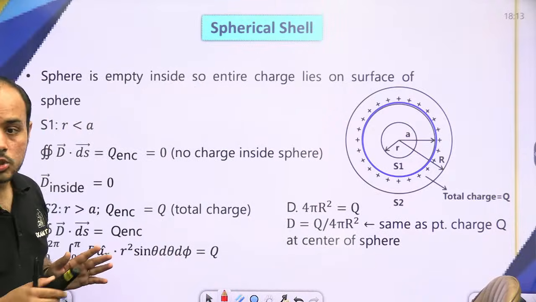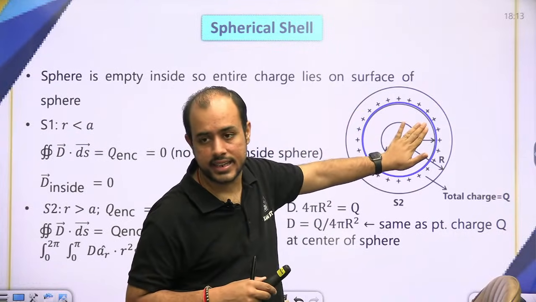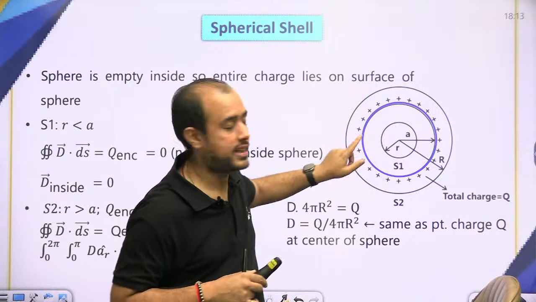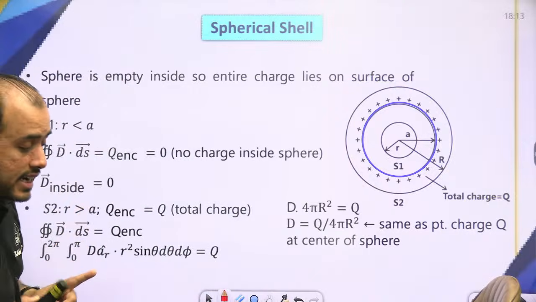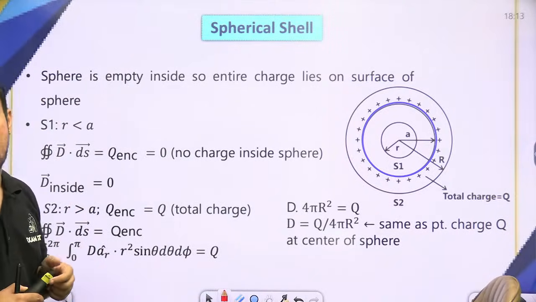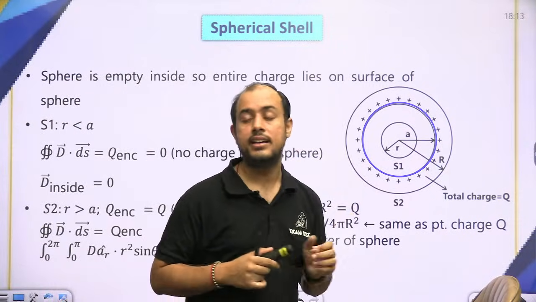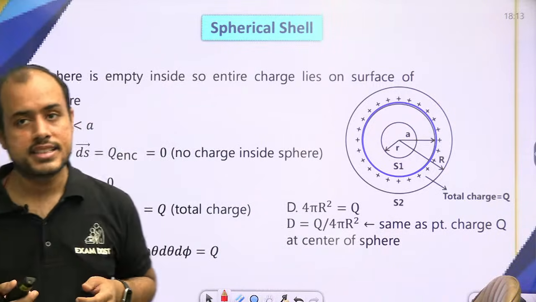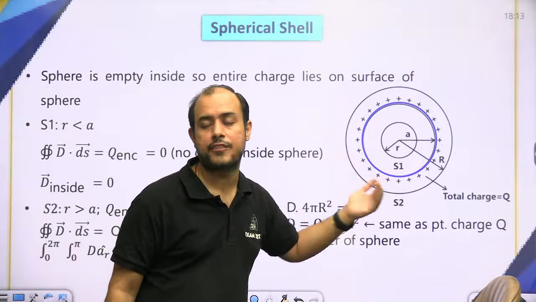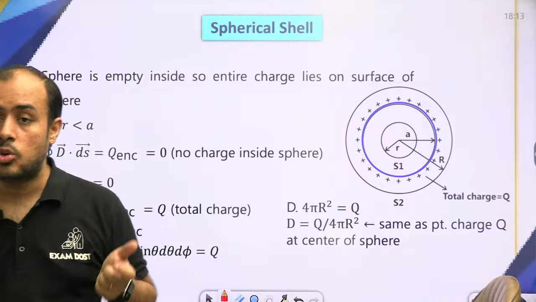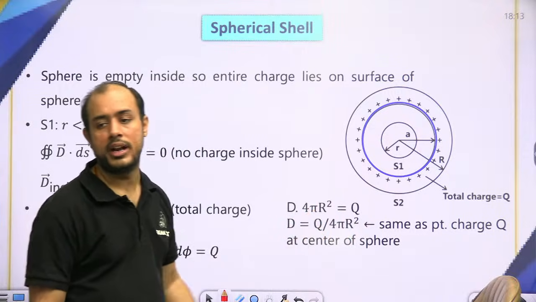I am taking two Gaussian surfaces, one inside the sphere where r is less than a, one outside the sphere, capital R greater than a. A is the radius of the spherical charge and small r and capital R are the radius of Gaussian surface. So when you take r less than a, that is inside the sphere, the charge enclosed is 0, so electric field 0. When you take outside the surface, the charge enclosed is the total charge on the sphere, so the electric field is same as that of a point charge.